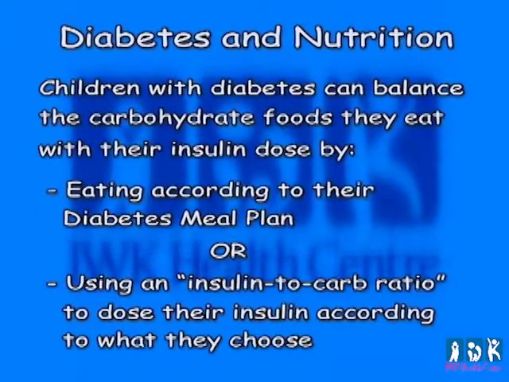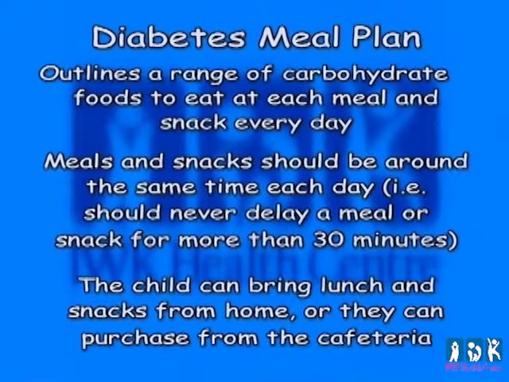Children with diabetes can balance their intake of these carbohydrate foods with their insulin dose by eating according to their diabetes meal plan or by completing a simple calculation using a number called insulin to carb ratio to allow them to dose their insulin according to what they choose to eat. The family of a child with diabetes works together with their diabetes team to develop a diabetes meal plan. A diabetes meal plan is not a special diet for someone with diabetes.